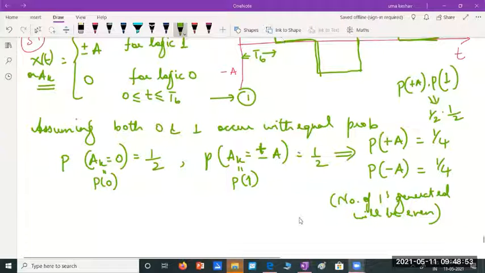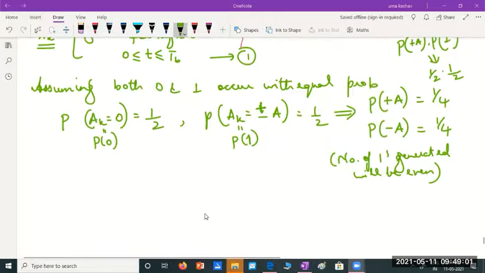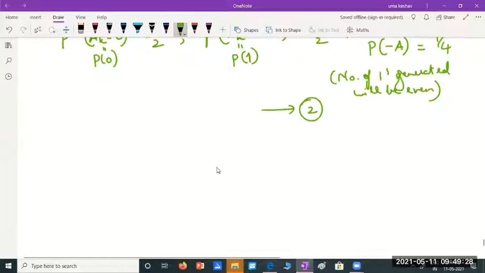So please remember how you have to consider. In each of the derivations, we are putting something new. So you list this as equation 2. Assuming both zeros and ones occur with equal probability, we have the probability of occurrence of AK as 0, AK as plus or minus A, and in that I'll separate out these two. So now we are done with step 1. Let's move to step 2.